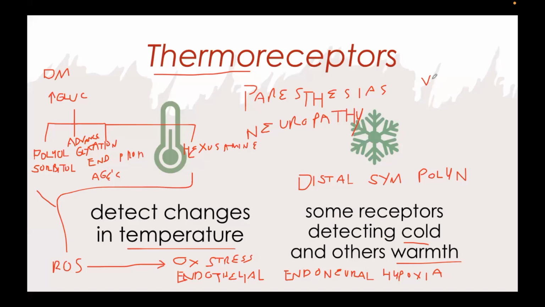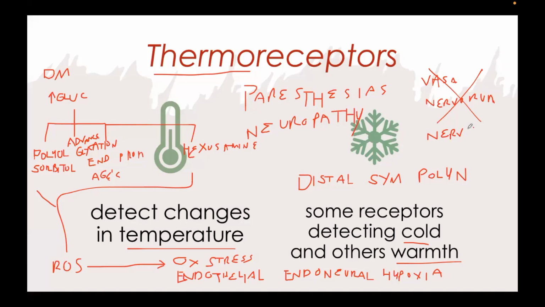Okay, this is the vasa nervorum. Doc, why are you talking about the vasa nervorum? Open your textbook. They're going to tell you in uncontrolled prolonged diabetes, there is occlusion of the vasa nervorum, thereby leading to ischemia and endoneural hypoxia. This is what causes the nerve damage.